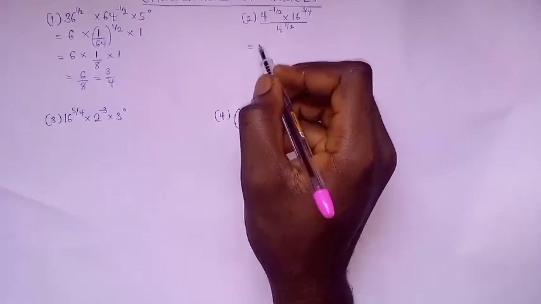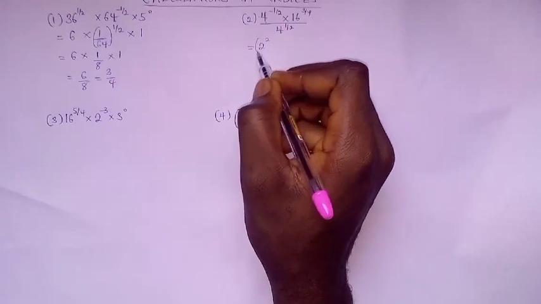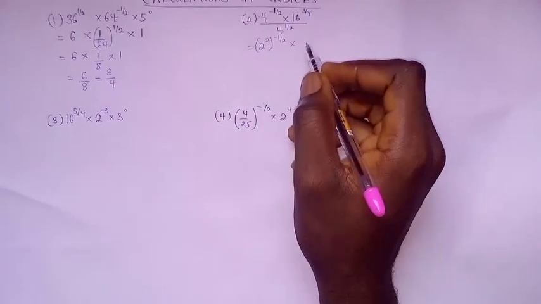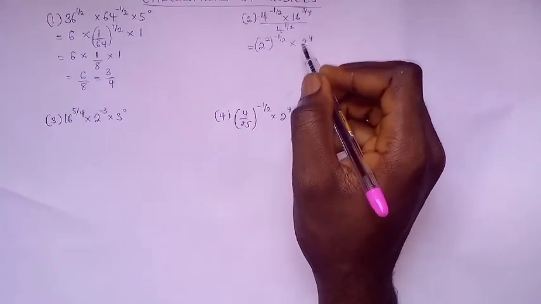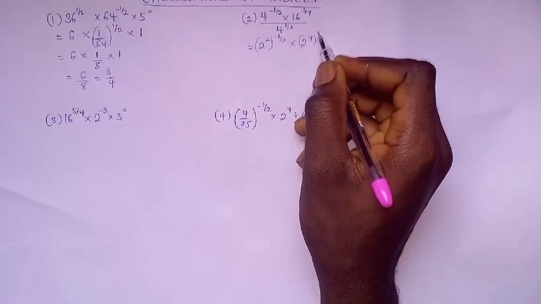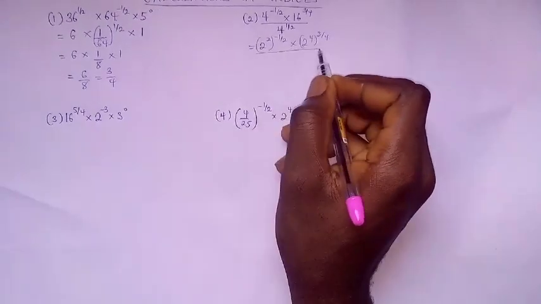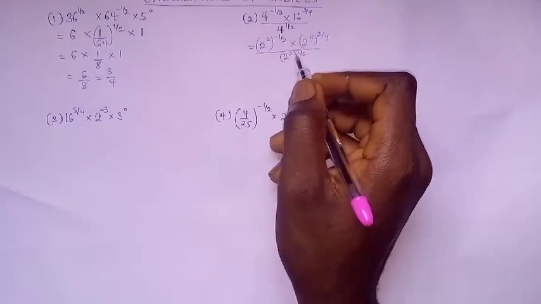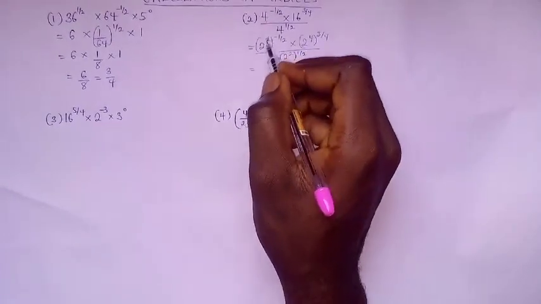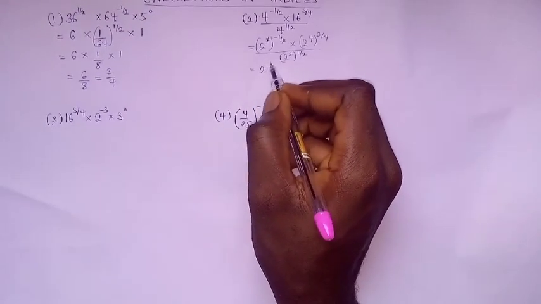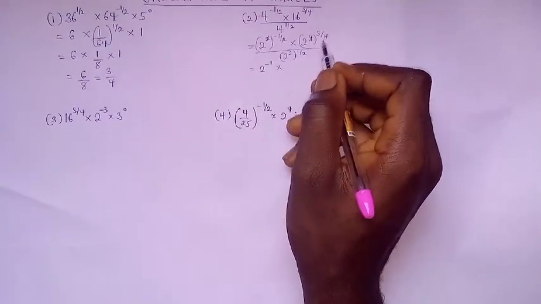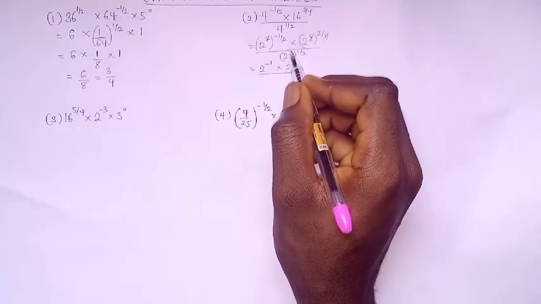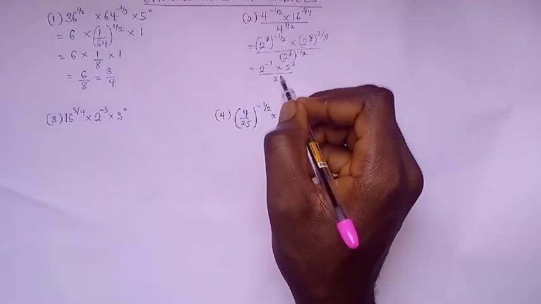So first, breaking this down, I have 2 to the power of 2, enclosed in the brackets, to the power of negative 1 over 2, times 2 to the power of 4, which is 16, enclosed in the brackets, to the power of 3 over 4, all over 2 to the power of 2, close the bracket, power 1 over 2. Equal to, 2 cancels out 2, we have 2 to the power of negative 1, times, 4 cancels out 4, we have 2 to the power of 3, divided by, 2 cancels out 2, we have 2 to the power of 1.